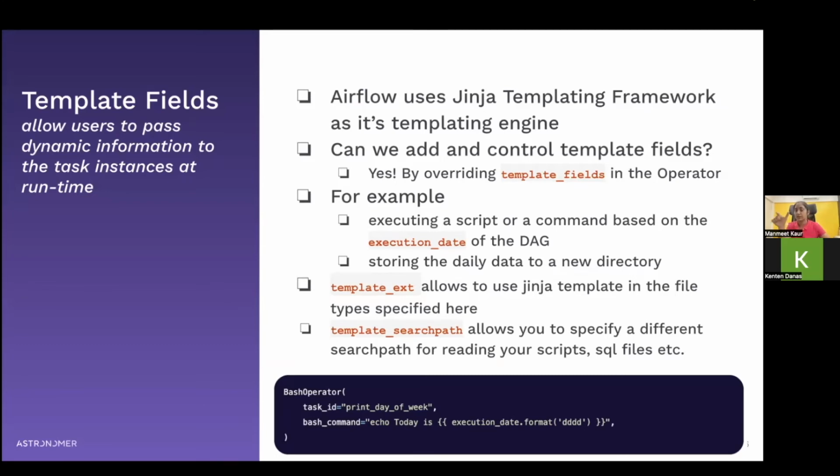So you can edit your template search path, which, remember, is something which is not available at the task level. It is available at the DAG level, where you can say, okay, I want to look for my SQL files in /data/SQL or something like that. If you don't specify that, it will by default look into the same Python path that is available.